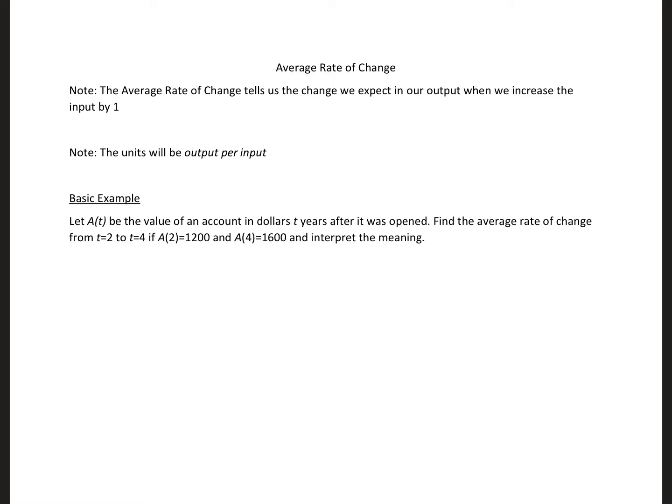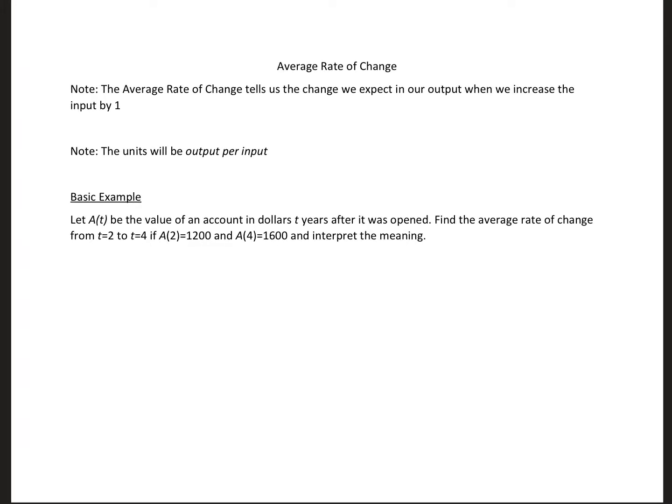So let's look at a basic example, and hopefully this will help us understand what the average rate of change is telling us. Let A of t be the value of an account in dollars t years after it was opened. Find the average rate of change from t equals 2 to t equals 4 if A of 2 equals 1200 and A of 4 equals 1600. Interpret the meaning. So let's think about what A of 2 equals 1200 is telling us.